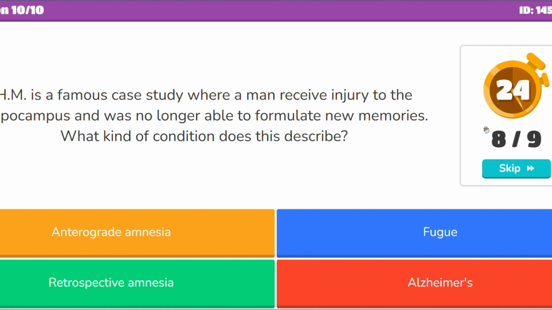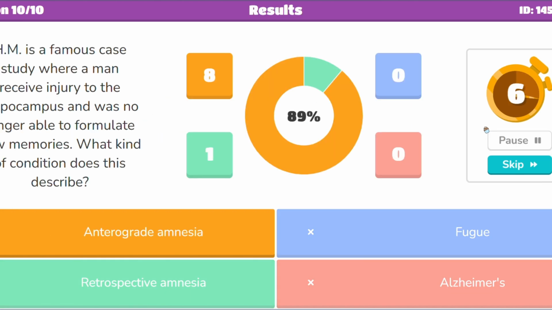Don't look at the grammar issues on this. Yeah, this is anterograde amnesia, because he cannot make new memories. Retrospective amnesia is when you can't remember things that happened in the past.